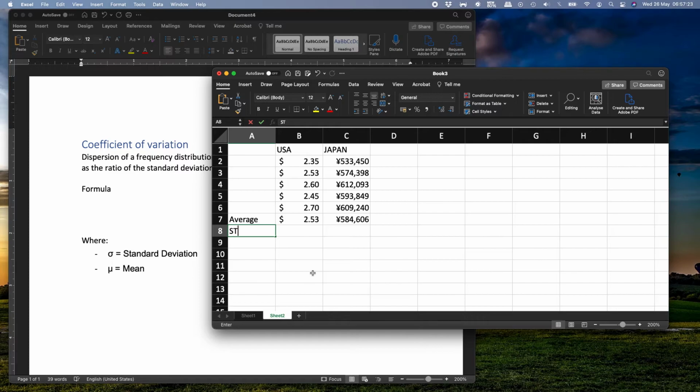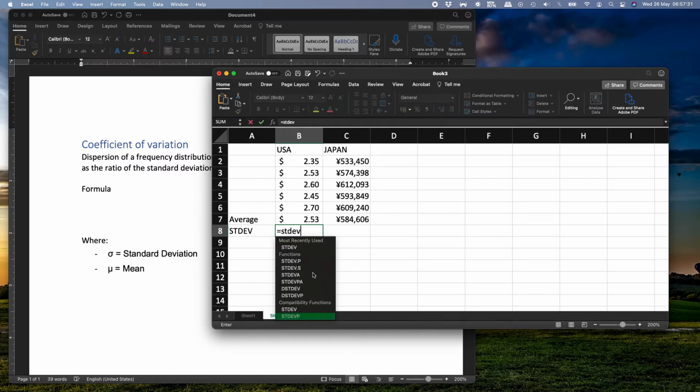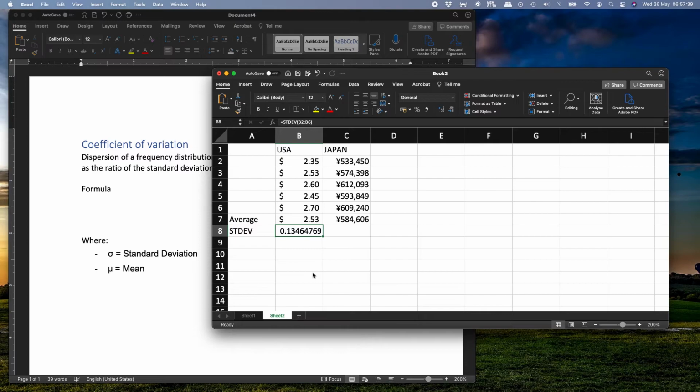Okay, now the standard deviation, let's look at what it says. This is where it gets really interesting. Okay, let's calculate the standard deviation for these values. Let's see, in the case of the USA, the standard deviation is 0.13464769. And in the case of Japan, it's a whole different story. It's 32,283.6715. That's a huge standard deviation difference between the two. It's massive. But when we calculate the coefficient of variation, it's a completely different story.